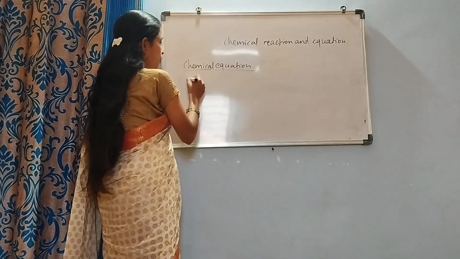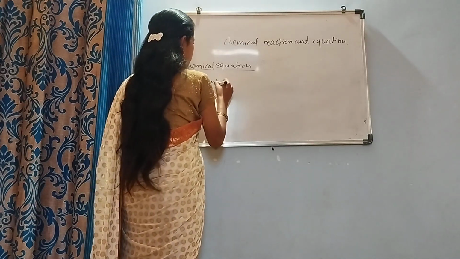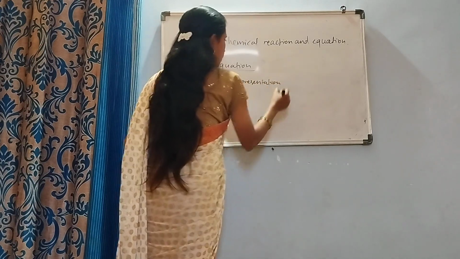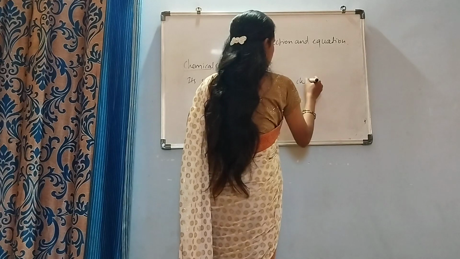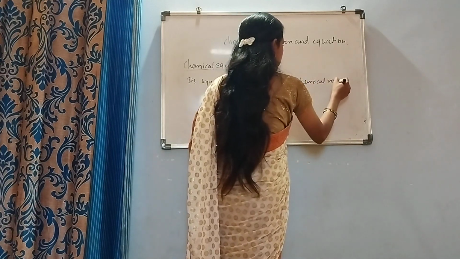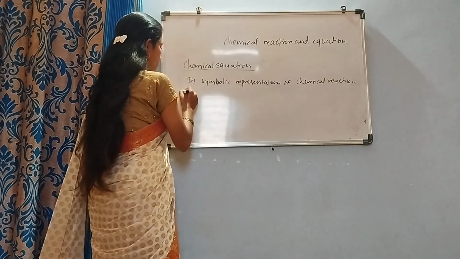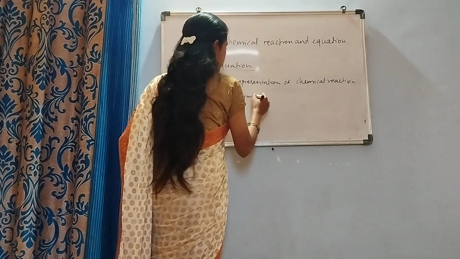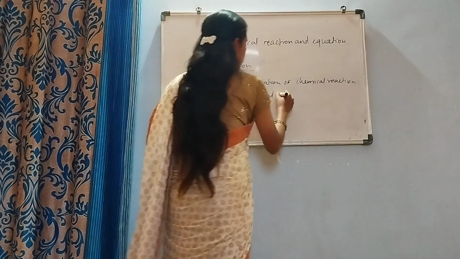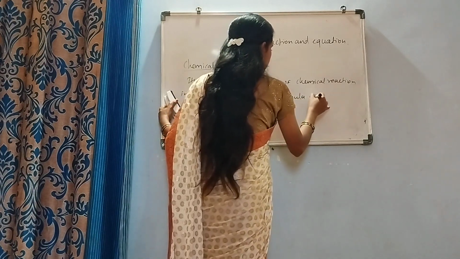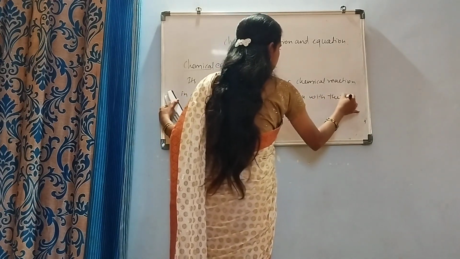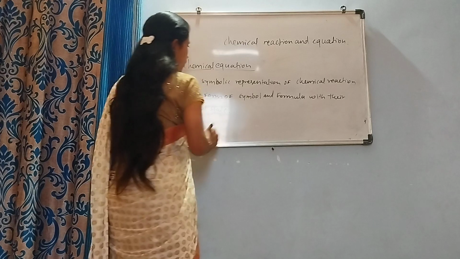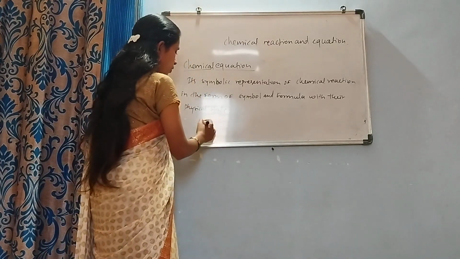Chemical equation: it is a symbolic representation of a chemical reaction in the form of symbols and formulas with their physical state. Okay, so for example, I can take one example of this chemical equation.